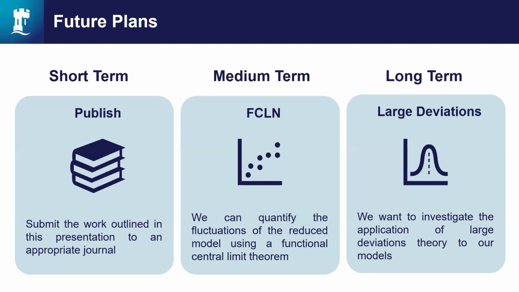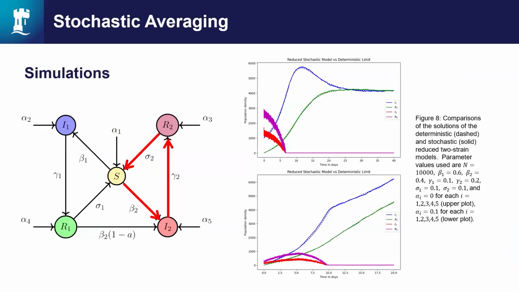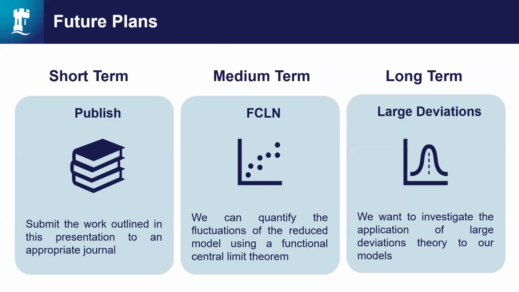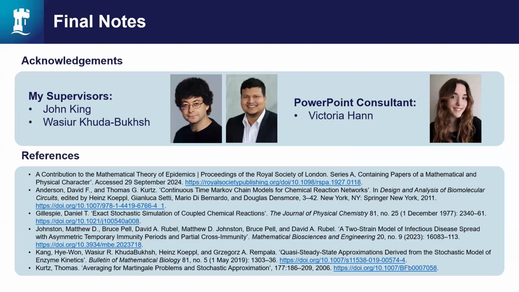In the slightly longer term, when we look at these big fluctuations, we can actually write equations that tell us how those behave. So we can write an equation using something called the functional central limit theorem, which will give us an equation that describes how those fluctuations reduce over time and as we increase the system size. And then finally, in the longer term, which is more just my supervisors know a lot about it and think it would be fun, we want to investigate applications of large deviation theory. And then reach the end.